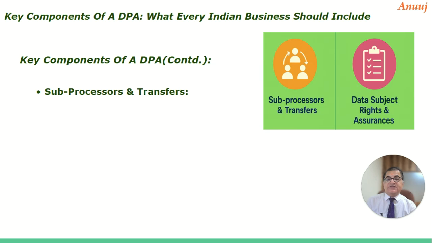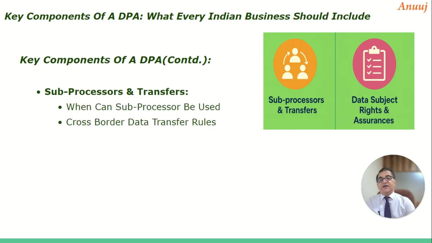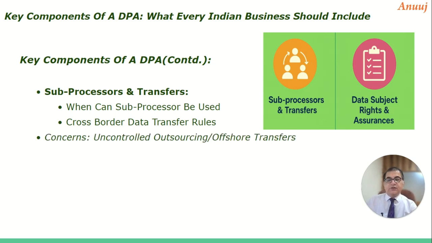And then you have sub-processors and their data transfer. So if your processor is further sending it out to a third party, did I allow it in my contract? Was he allowed to hire a sub-processor? If yes, what was the role of the sub-processor? What are the conditions under which a sub-processor is required? These are part of the DPA signed between the fiduciary and the processor. And if in case the data is to be transferred outside the country, then additional details about the cross-border data transfer rules, etc., are also required to be a part of the system. So concerns uncontrolled outsourcing, offshore transfers need to be carefully handled.